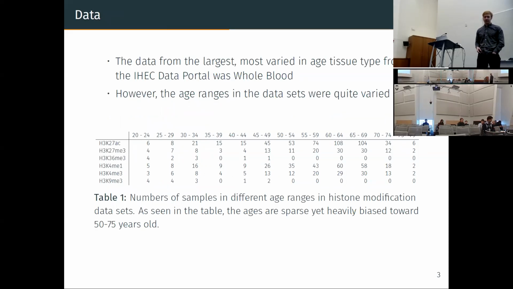The largest sample that we had was whole blood, which had the most number of samples across multiple histone marks. We used the IHEC data portal, which used different experiments such as ENCODE, Roadmap, European data. But the age ranges were very varied. Ages 50 to 60, 50 to 70 were very, very dense, whereas younger ages were not. So that was by far the largest challenge of this.